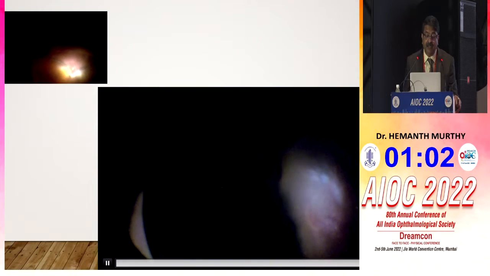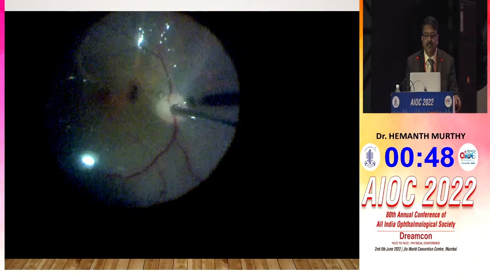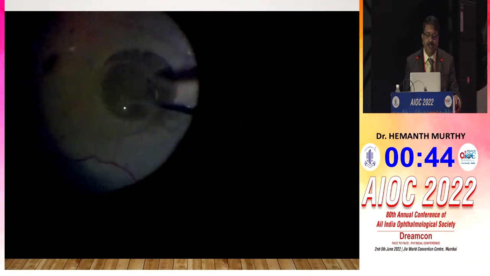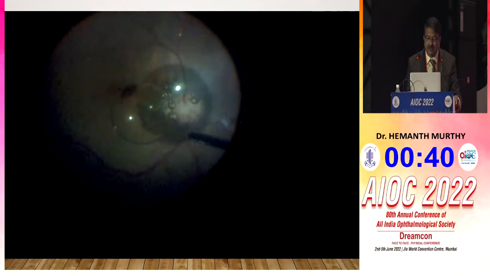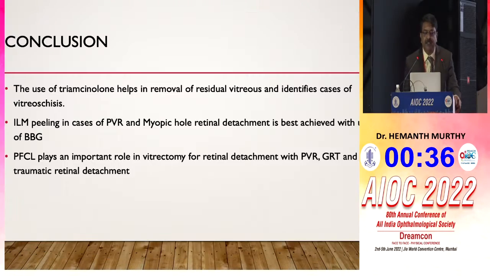So I did leave it for 2 weeks and then subsequently replaced it with silicone oil. So use of PFCL is now possible, especially in these bad traumatic eyes, to be able to keep the retina attached. And PFCL silicone oil exchange ensures that you don't get slippage in GRT. So these are very useful adjuncts when you do a retinal detachment surgery.